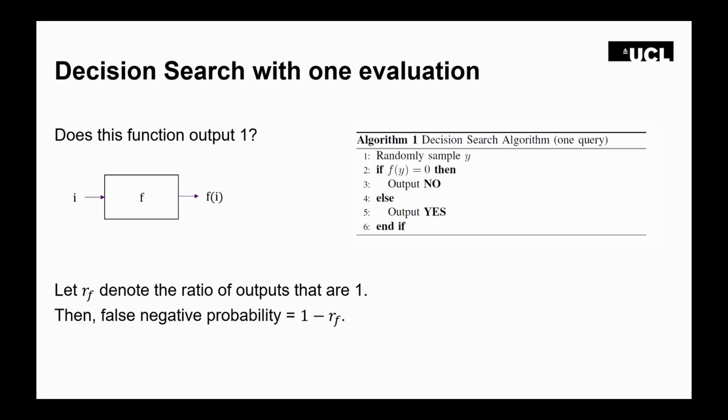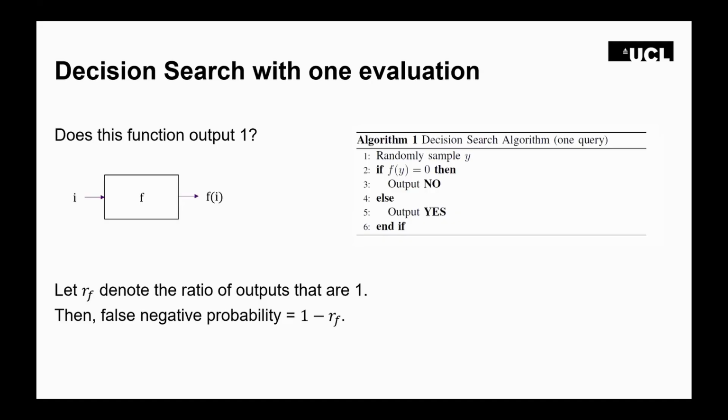So now I focus on decision search, but with a single evaluation. Suppose you're limited, you only get to test your function 1 time. Then, well, what can you do? You randomly sample, and if you get a 0, you say this is a no instance. But if you got lucky and you got one of the 1s, you say it's a yes instance. Okay, so it's a very simple search, decision search, and only restricted to a single query.